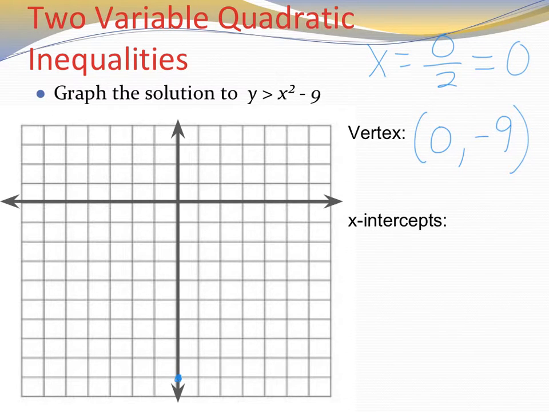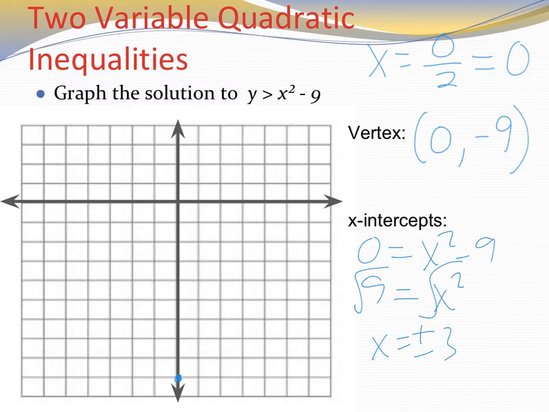Now let's get some x-intercepts. There's a couple ways of going about this, but essentially we want to set it equal to 0 and figure out where x equals 0. I could factor this. I could use square roots. I'm going to use square roots because I'm crazy like that. So I add 9, I get x squared. I square root, and I get x equals plus or minus 3, meaning my x-intercepts are at 3, 0 and negative 3, 0. Those are my x-intercepts right there. So 3, 0 and negative 3, 0.